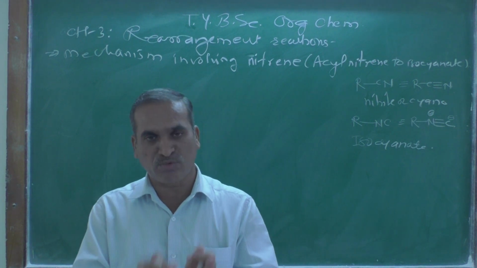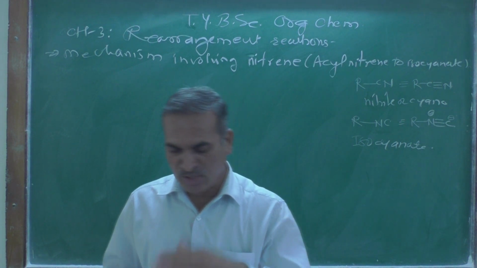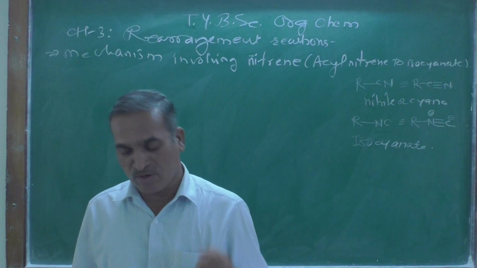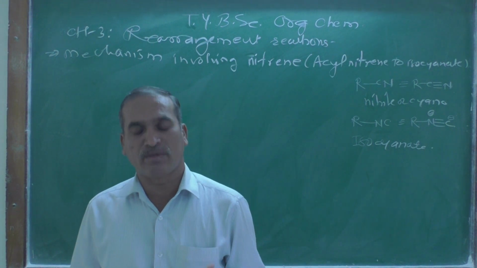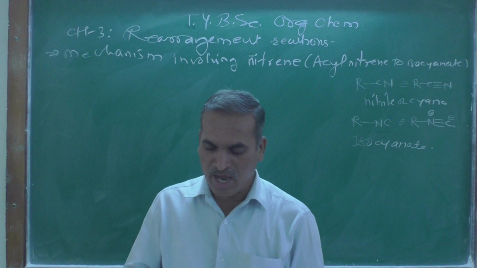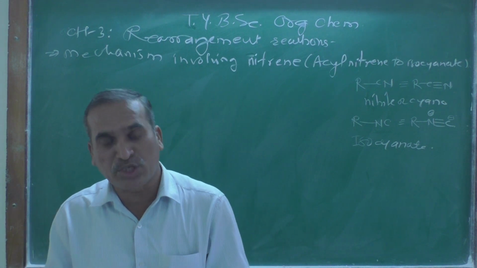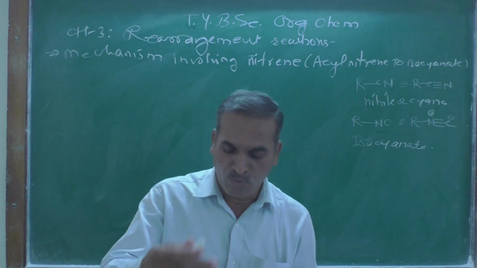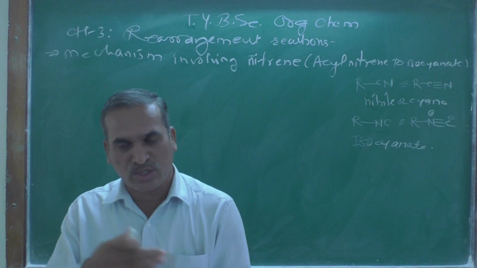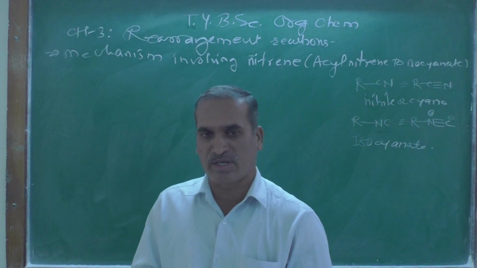Before that we are introducing the actual mechanism involving a nitrene. Although the nitrogen atom of nitrene has no formal charge, it is electron deficient and serves as a center for 1-2 rearrangement, because we are talking about the relative position, rearrangement reaction.